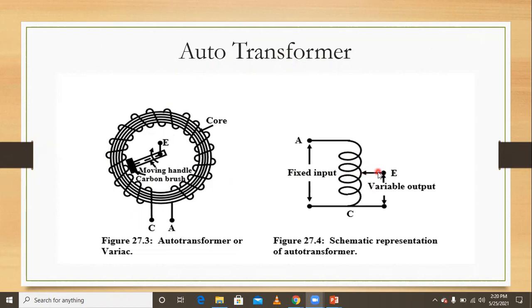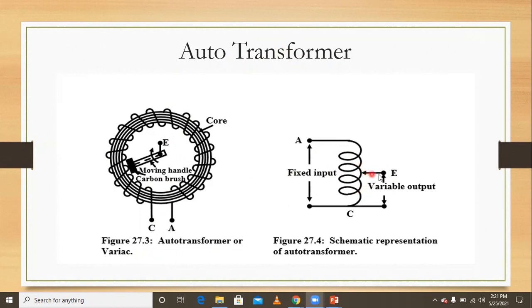By changing the tapping positions on the secondary side of the transformer, the output voltage can be increased or decreased. So this is also called a variac. The auto transformer is also called a variac. Here, the auto transformer has only one winding, a single winding.